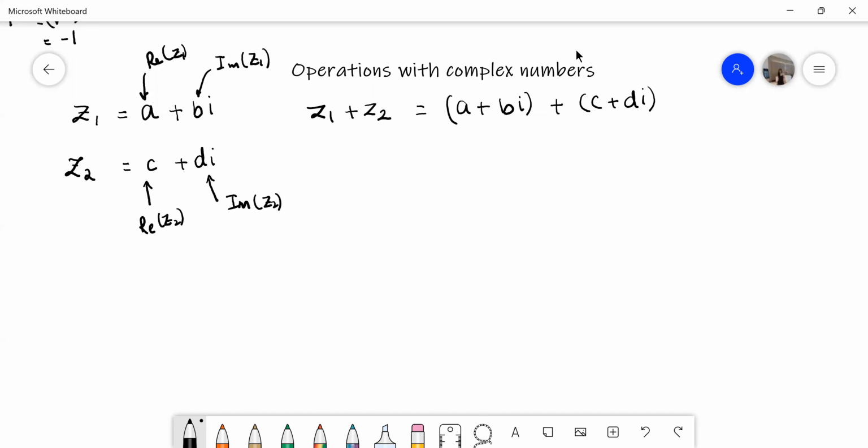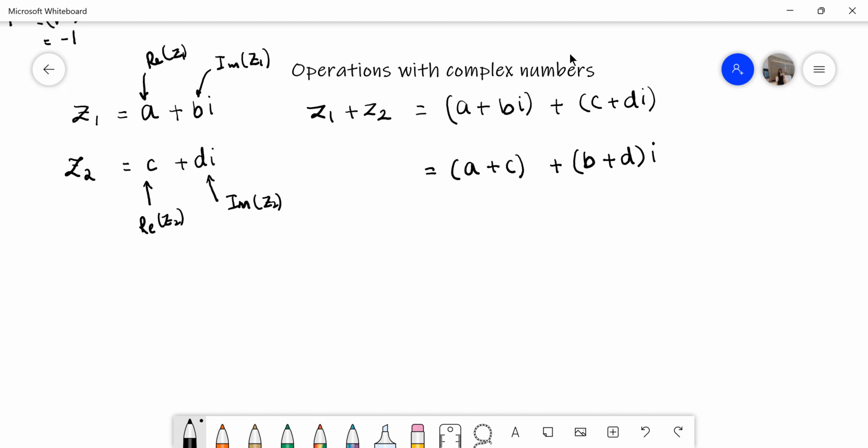So when you are adding two complex numbers, you add the apples with the apples. That means you add the real part with the real part, and you add the oranges with the oranges. That means you add the imaginary part with the imaginary part. So the addition of two complex numbers is essentially the addition of its real parts and the addition of its imaginary parts: a plus c plus (b plus d)i.